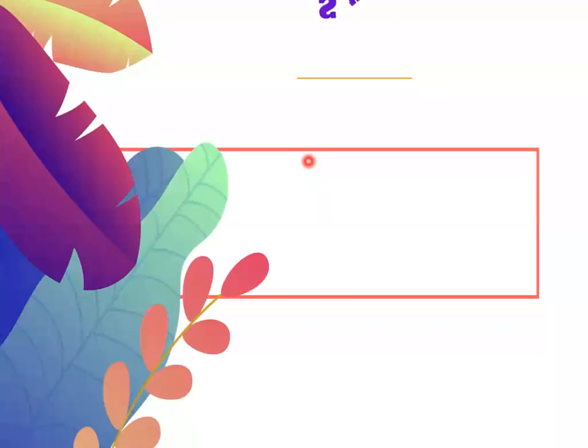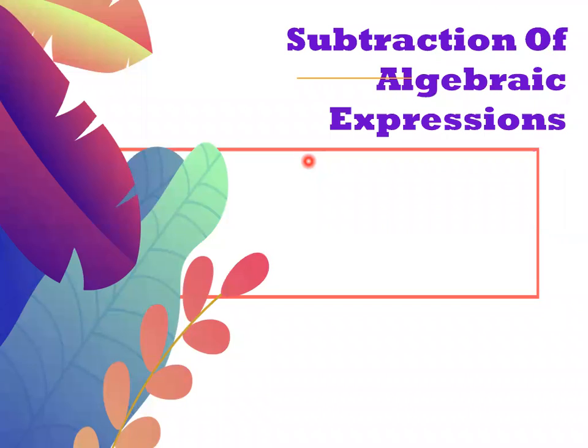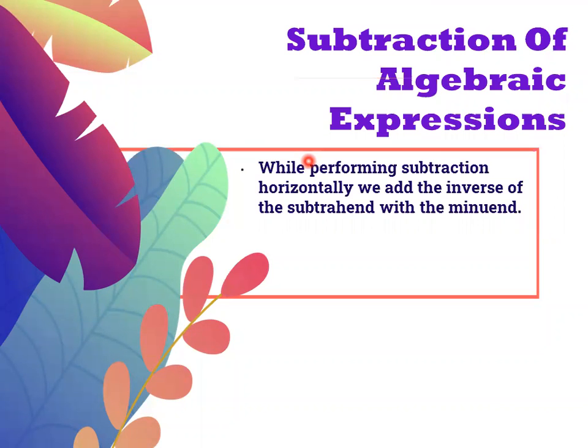Next topic is subtraction of algebraic expressions. So what criteria will you follow while performing subtraction? While performing subtraction horizontally, we add the inverse of the subtrahend, means the term which you are going to subtract from the minus. So you will write the additive inverse of your subtrahend.